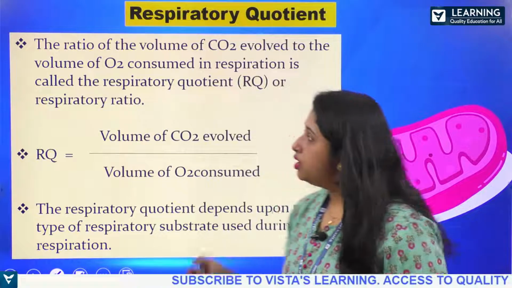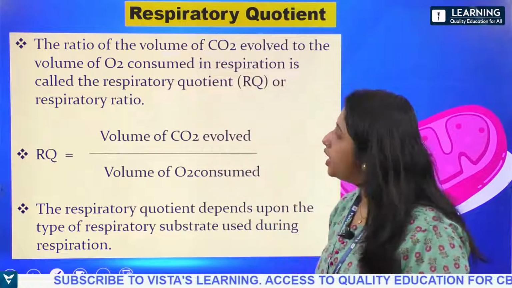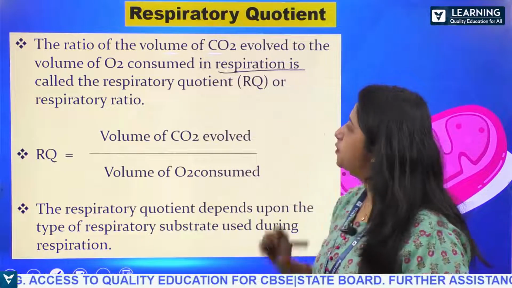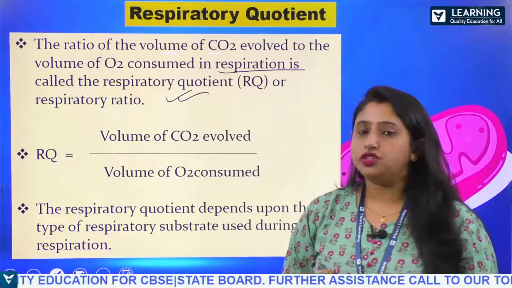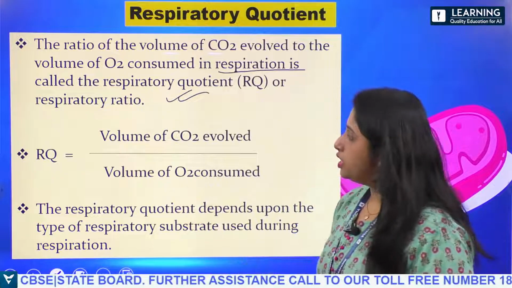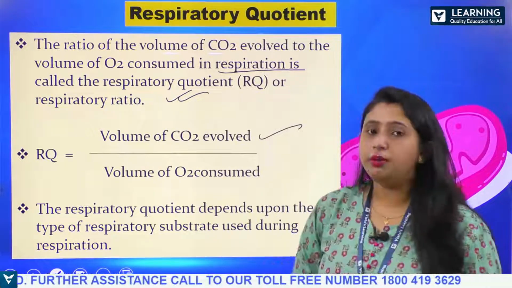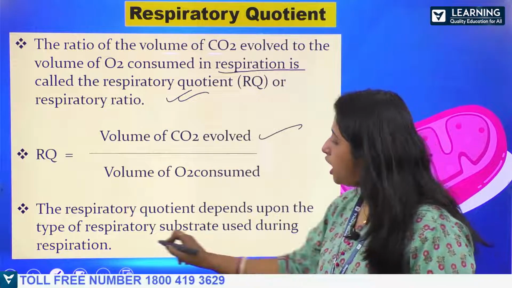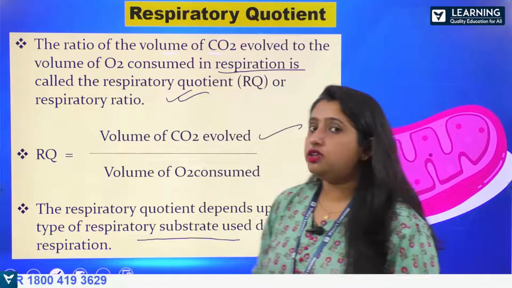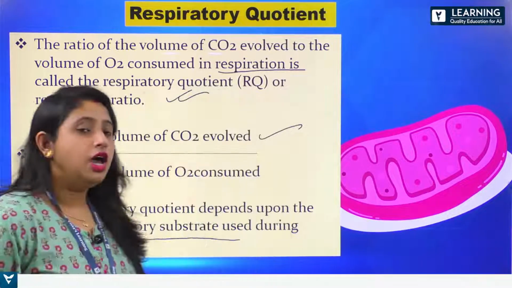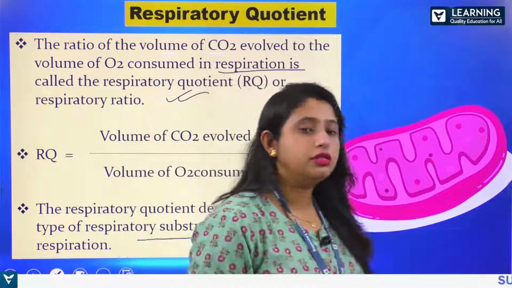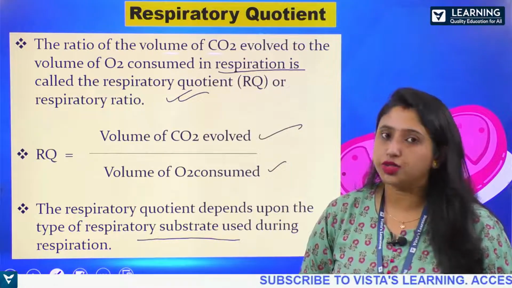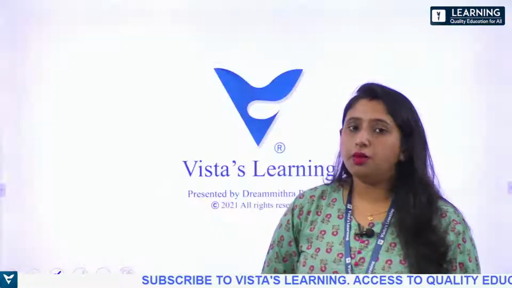Next, the ratio of the volume of carbon dioxide evolved to the volume of oxygen consumed in respiration is called the respiratory quotient. It is denoted as the volume of carbon dioxide evolved by the volume of oxygen consumed, and it depends on the type of respiratory substrate used during respiration. Okay, this is the respiratory quotient. So this is all about this chapter.